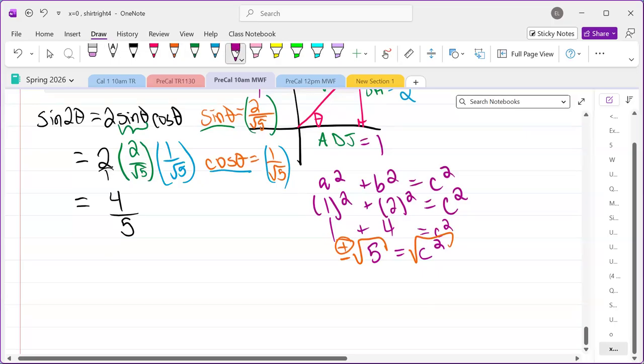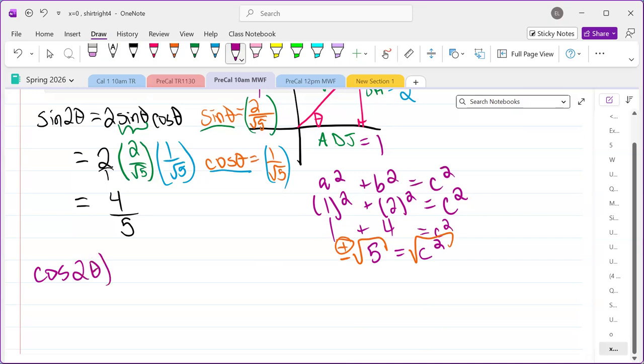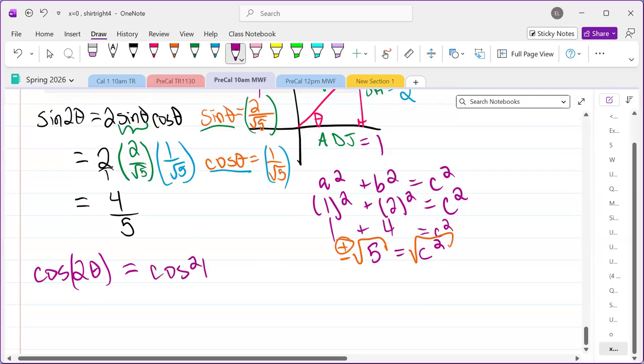All right, now cosine 2 theta has extra formulas. But the first one is cosine squared theta minus sine squared theta. That's usually the one I go with because I've done the triangle. I already know what sine and cosine are.